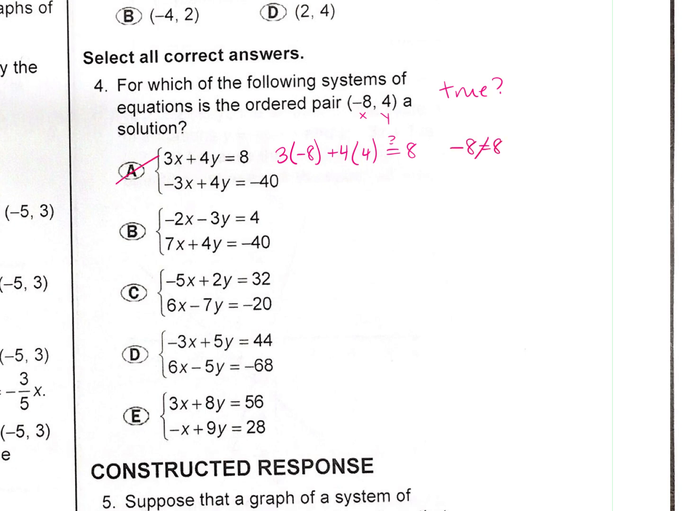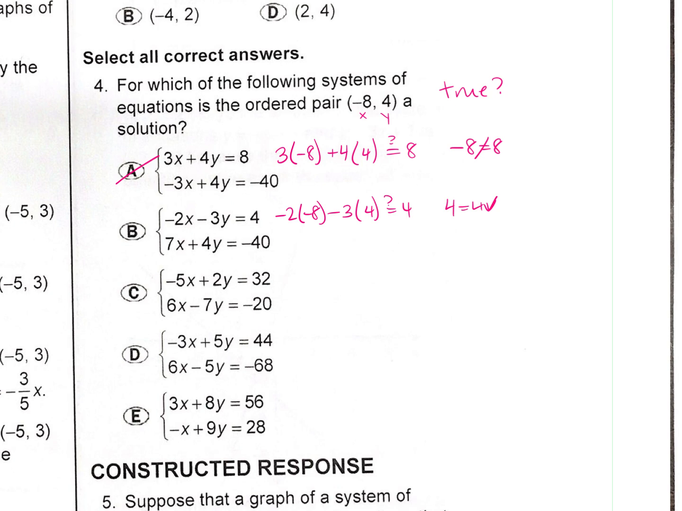That's false. So since the first equation is false, then we know that they can't both be true, so that's not correct. The next one, we have negative 2 times negative 8 plus negative 3 times 4 equal 4. We want to know if that's true. Well, we get 16 minus 12, which is 4, so 4 does equal 4. So that one was true.